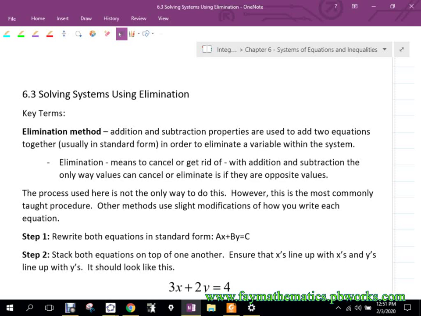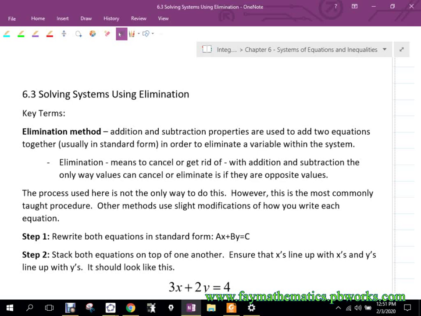It says with addition and subtraction, the only way that values can cancel or eliminate is if they are opposite. So if I give you 5, what do you have to add to 5 so that it goes away? Negative 5. They're called additive inverses. If you remember back to 7th, 8th grade, when they learned the names or the properties of things: two things that are opposites are additive inverses. They add up to give me 0, right? So that's what we're looking for when we eliminate.